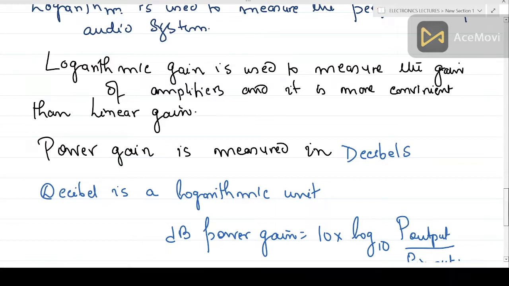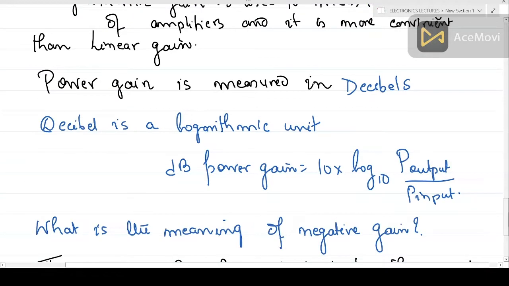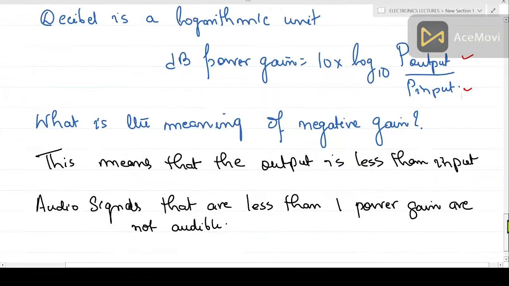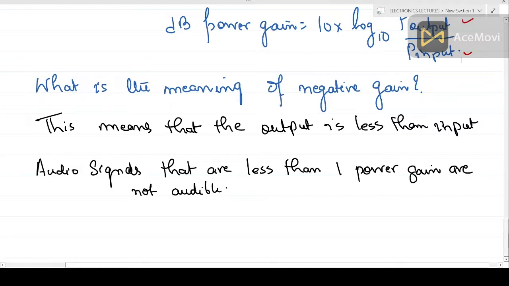Now decibel is a logarithmic unit. When you express power in decibels, you write 10 times log with base 10 of output power by input power. Now what is the meaning of negative gain? This means the output is less than the input audio signal, that is, the gain is less than 1. So the signal is not audible, so it is not amplified properly. Negative gain means it is not amplified properly.